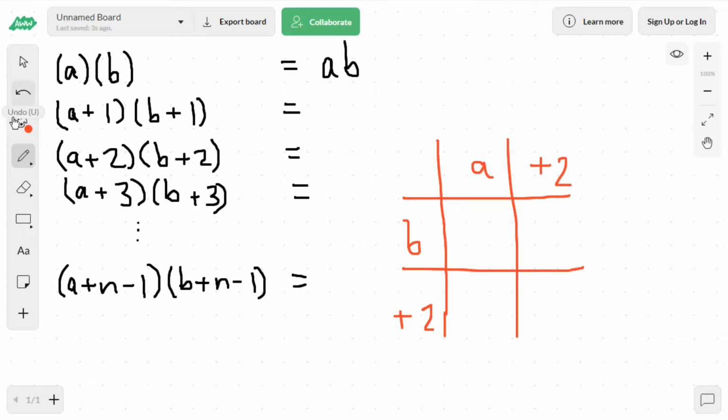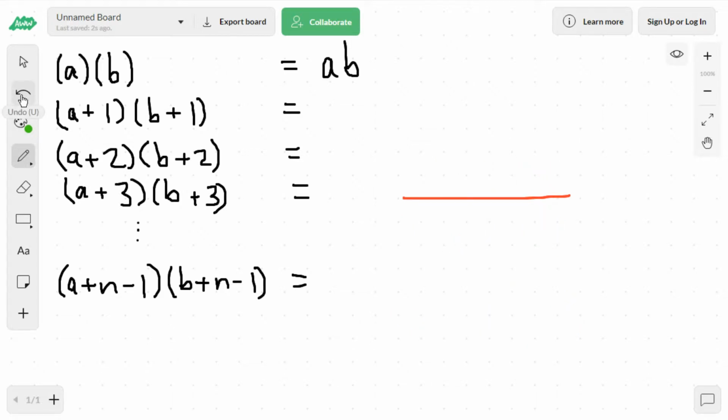So A times B is going to give us AB. 2 times B is going to be 2B, 2 times A is going to be 2A, 2 times 2 is going to be 4, and we just add all those up. AB plus 2A plus 2B plus 4. So we've got some options in terms of how we can do this. So, okay, we know how to expand this now.